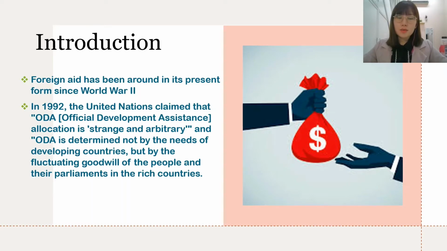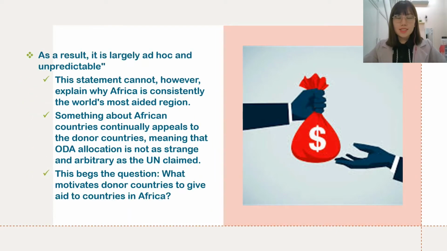Foreign aid has been around in its present form since World War II. In 1992, the United Nations claimed that ODA, which is Official Development Assistance, allocation is strange and arbitrary, and is determined not by the needs of developing countries, but by the fluctuating goodwill of the people and their parliament in the rich countries. As a result, it is largely ad hoc and unpredictable.